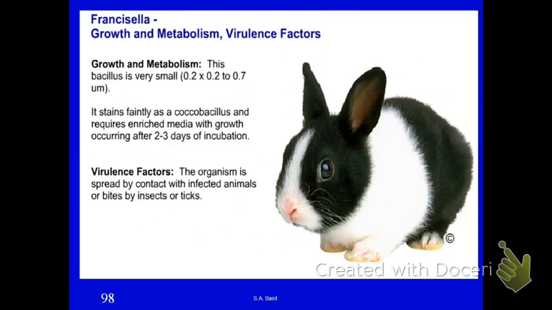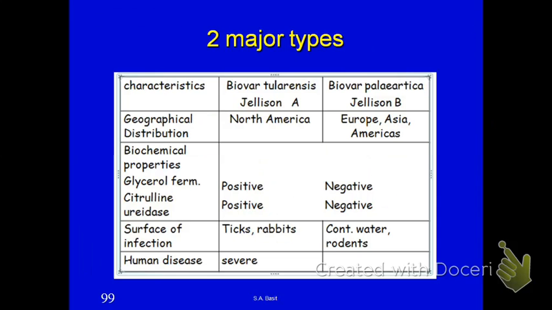The organism is very small. In fact, it only measures about 0.2 by 0.2 by 0.7 micrometers. It stains faintly as a coccobacillus and requires enriched media, with growth occurring after a minimum of 2 to 3 days of incubation. The organism is spread by contact with infected or contaminated animals or by bites of insects or ticks. Jellison A and Jellison B would be the 2 major biovarieties.